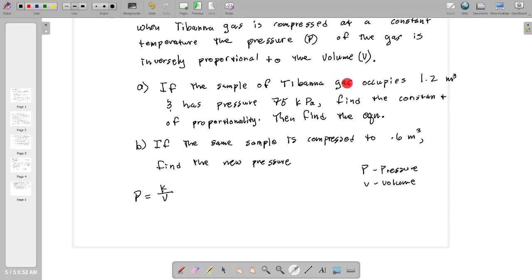In part A, it says that the gas occupies 1.2 meters cubed and has a pressure of 75 kilopascals. 1.2 meters cubed is a volume, 75 kilopascals is a pressure. So we say 75 is equal to K divided by 1.2, and we just need to solve for K. If we multiply both sides by 1.2, we can solve for K very easily, and we see that K is equal to 90. So our model in part A is P is equal to 90 divided by V. Now we have our model for this particular problem. We just need to figure out what happens to the pressure when the sample is compressed to 0.6 meters cubed instead of its 1.2 meters cubed.